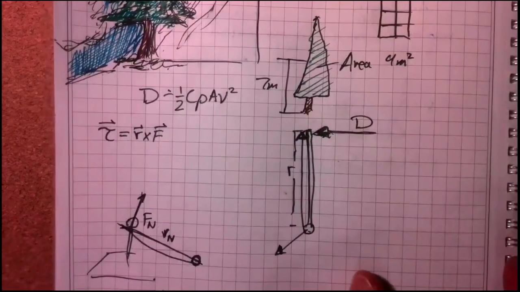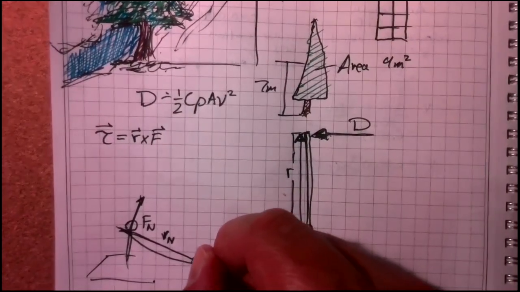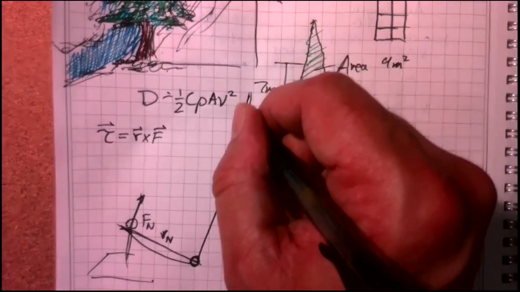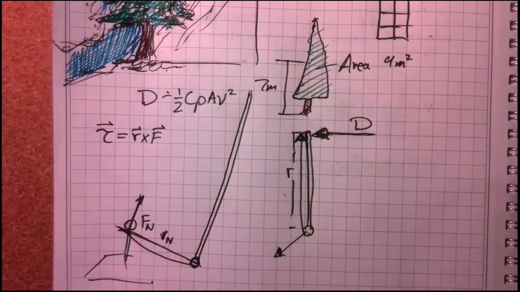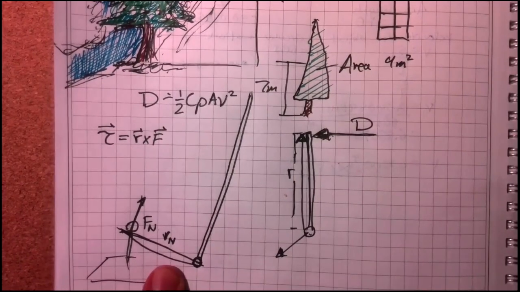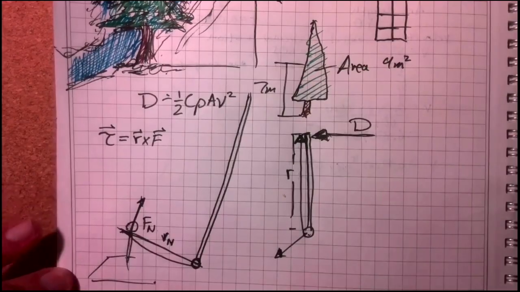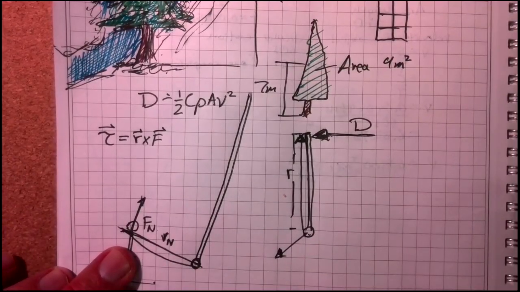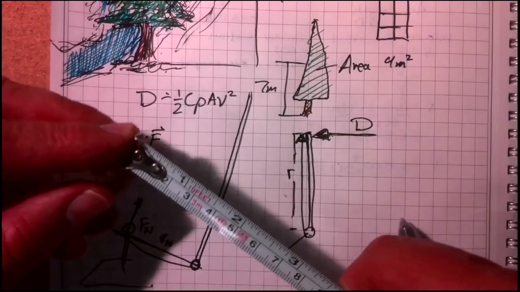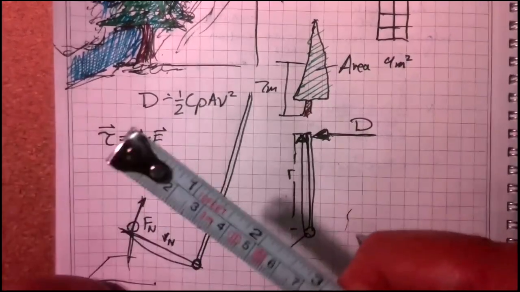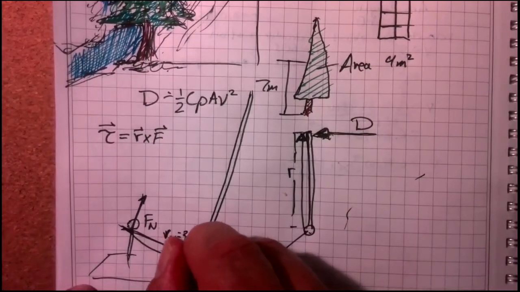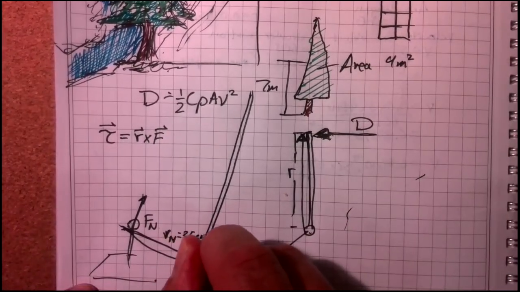Now the handle is, let's say, much, much longer. It's way, way longer than the distance over here to the nail. And let's say this is about 3.5 centimeters. That's what you've got down here. So we'll say Rn is 3.5 centimeters.